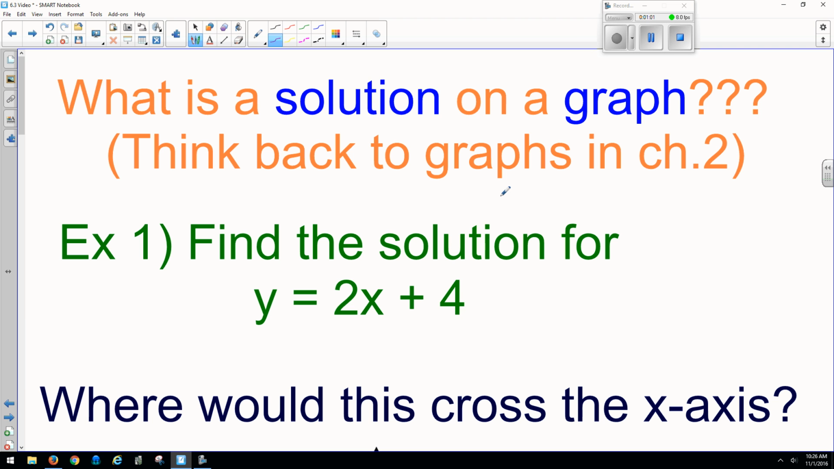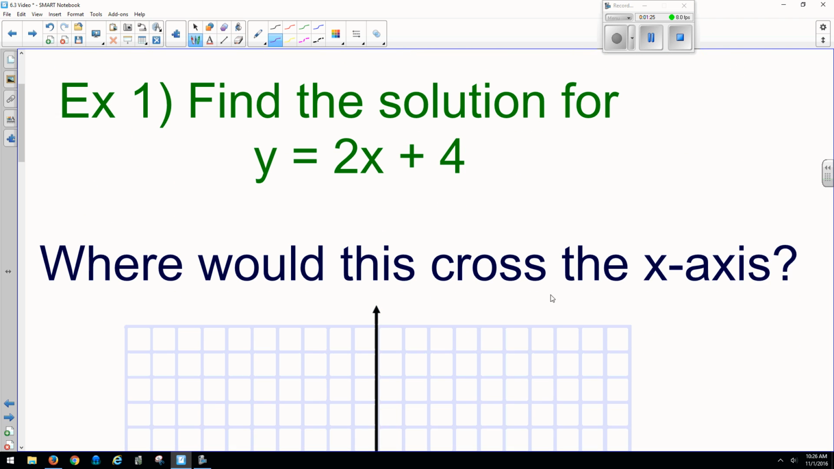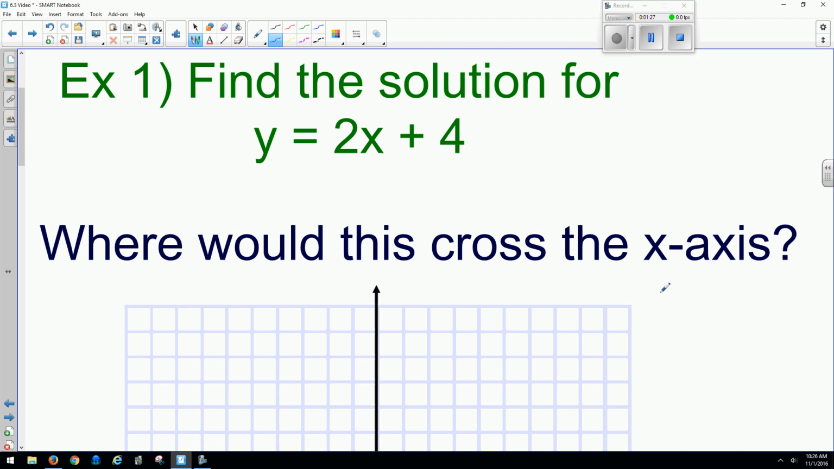So before we really get into the meat and potatoes of this lesson, we're going to just talk about this example first. If you want to think about it, where is the solution on a graph? That's a really important thing to understand before we continue with this lesson. So to find the solution, for example, let's take a look at what the graph looks like: y equals 2x plus 4.